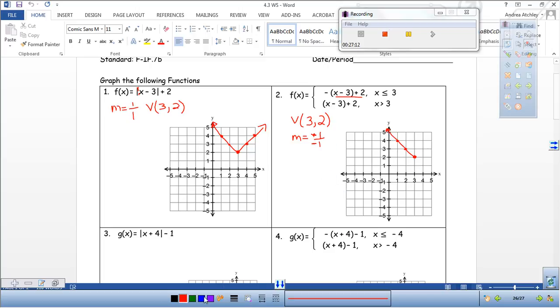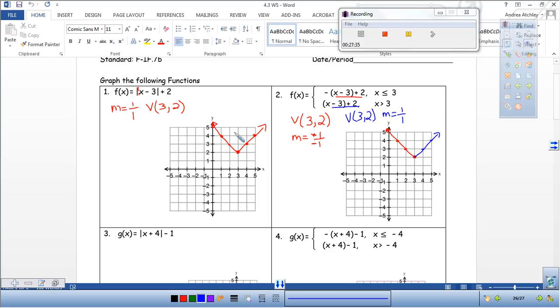The other side still has a vertex of 3, 2, but its slope is a +1. So it's going to go up 1, right 1, up 1, right 1. And those are all the numbers that are greater than 3. Any questions over that?